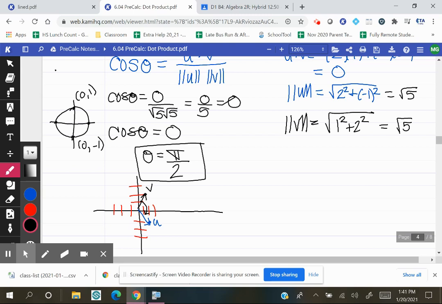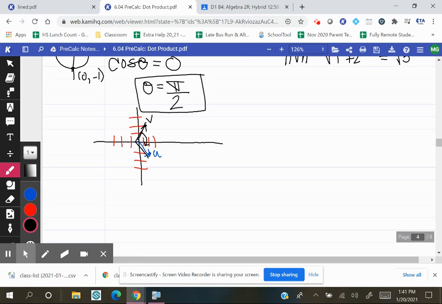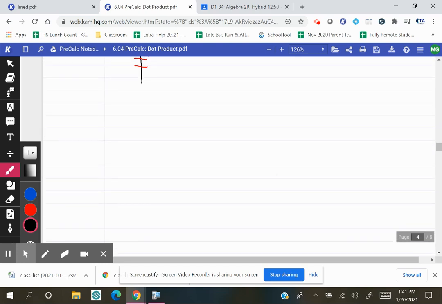So you don't need to give both angles here. You don't need to say it's 90 or 270. 270 would be if you went the other direction. We can just give that one angle, which is 90 degrees, because you're not asking, like in before, we're asking what are the possible angles. Here we're asking what's the angle between these two. And between the two vectors would be 90 degrees, or in radians, pi over 2.